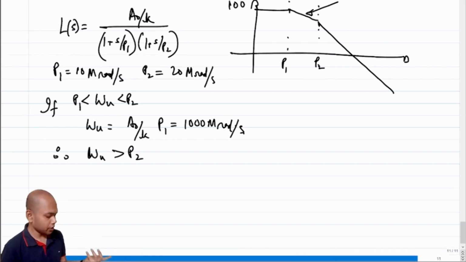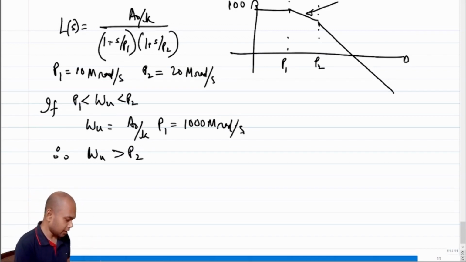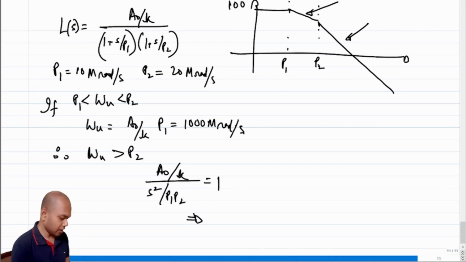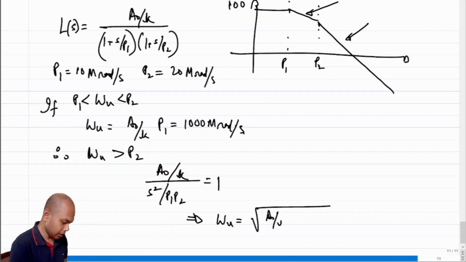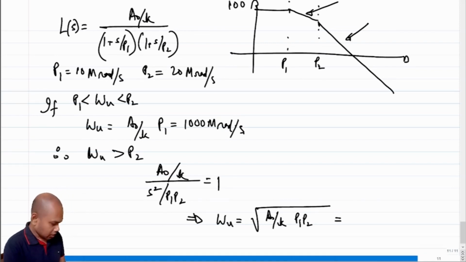So if omega U is greater than P2, what is the condition that I should apply? The condition will be that it exists somewhere in this segment, and that will be A naught by K by S square by P1 P2 equal to 1, which means that if I put omega equal to mod of S equal to omega U, omega U essentially becomes the square root of A naught by K times P1 P2, which is how much?